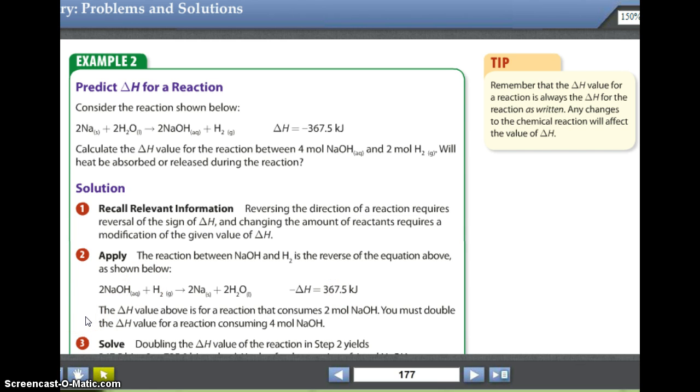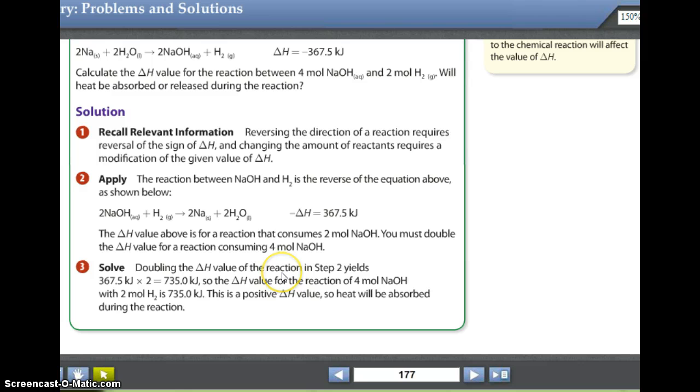The delta H value above is for a reaction that consumes 2 moles of NaOH. You must double the delta H value for a reaction consuming 4 moles. So now I want to have twice as much NaOH. So I can't just multiply the NaOH by 2 to get a total of 4. I need to multiply it all by 2. So solve. Go ahead and hit pause if you know how to do it.